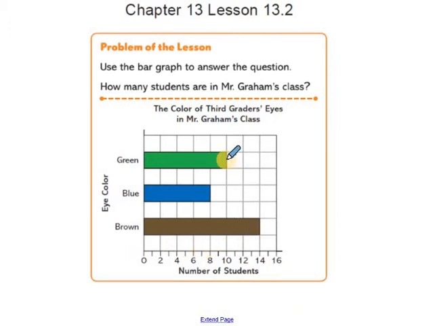So I can see here that the green eyes stop on this line right here, and if I go down, that's a 10. So I'm going to help myself and write 10. And here it says blue eyes, and it stops there. We start here at the 0, and we're going out here to 8. So I'm going to help myself and write the number 8. And then I come down here, starting at the 0, going across, I reach 14. So there are 14 students with brown eyes. There are 10 plus 8 plus 14 students in his class.